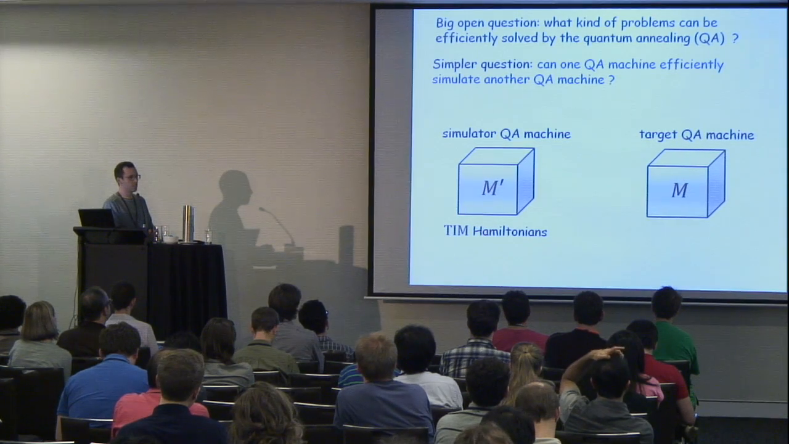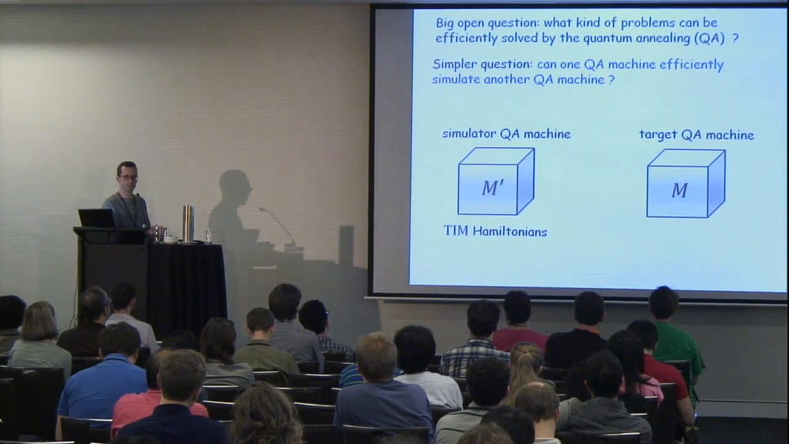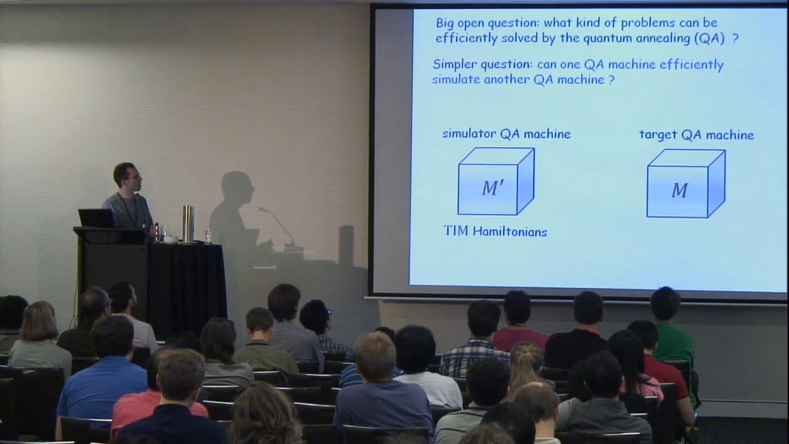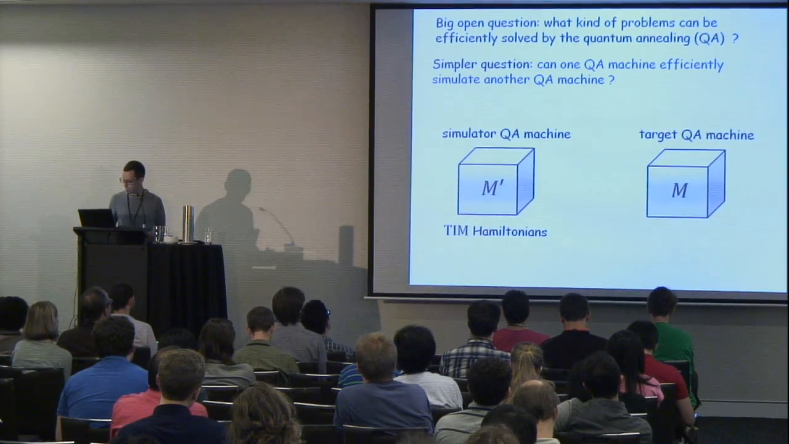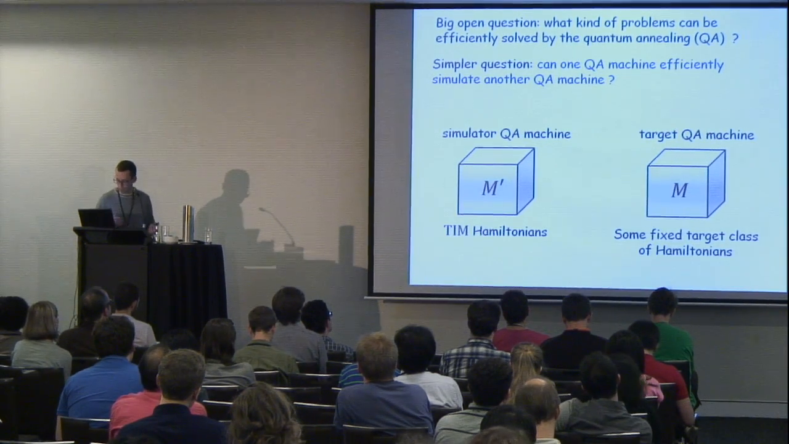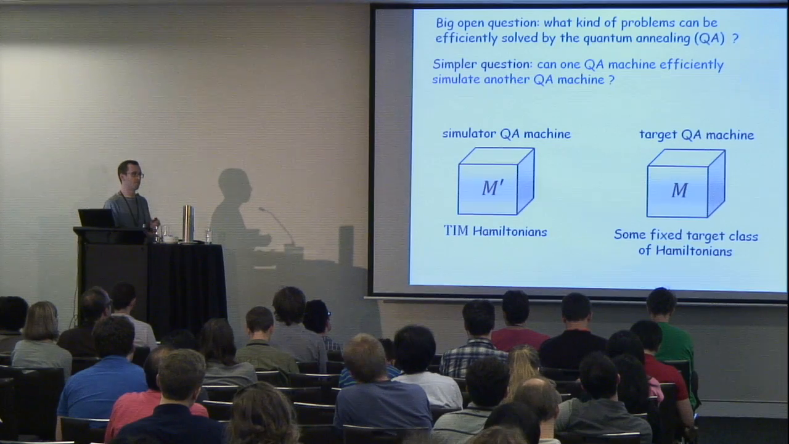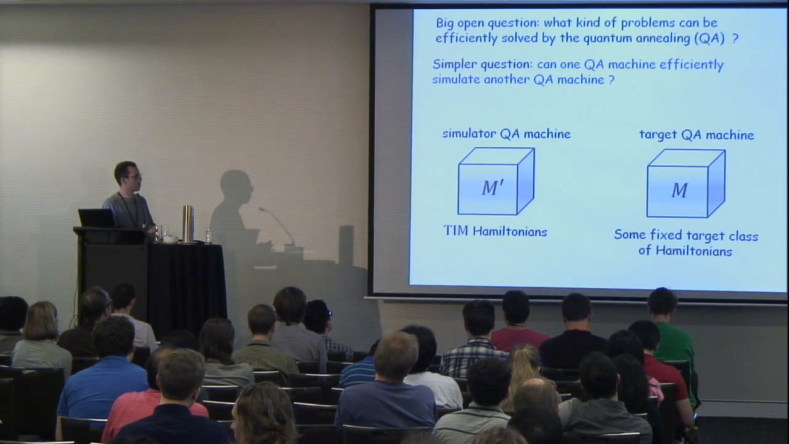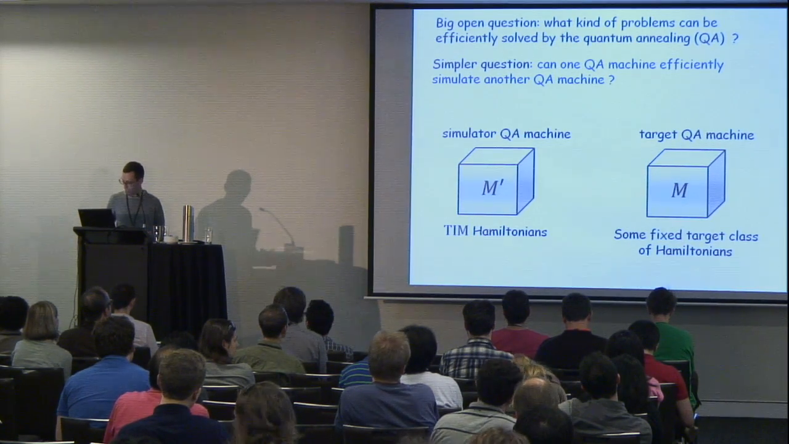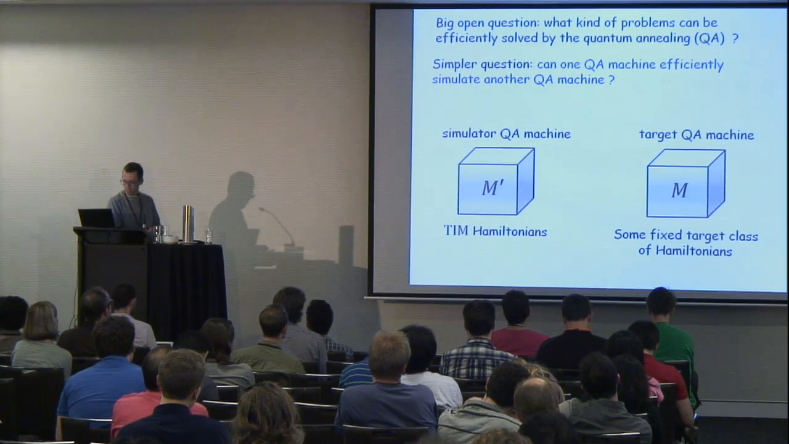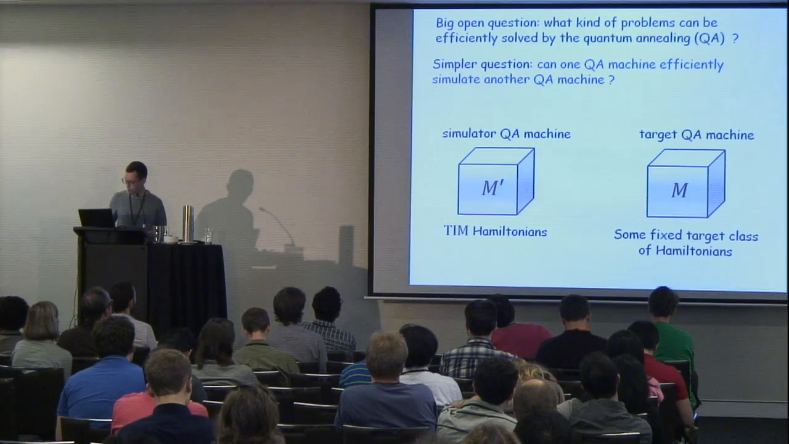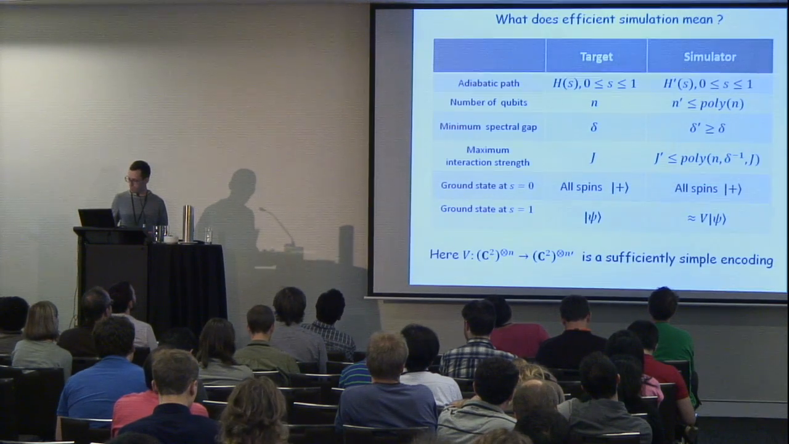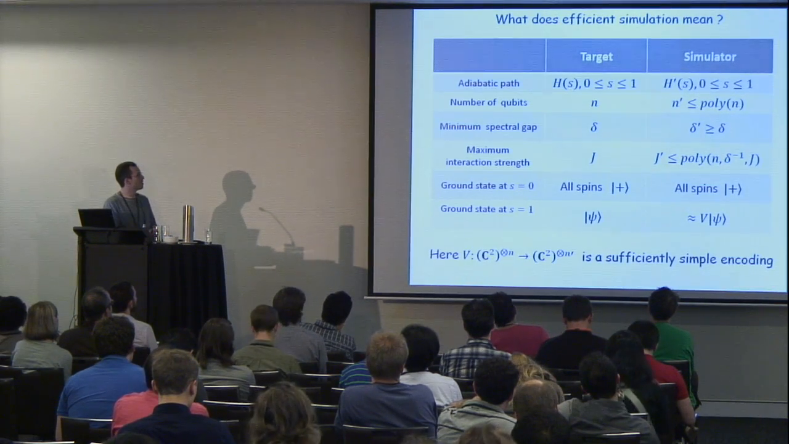The target quantum annealing machine, well, that only exists in some theorist's mind, and that's going to be also restricted to some class of Hamiltonians, but maybe it's a slightly bigger class. So, for example, you could consider the class of all two local Hamiltonians, and we'll go back to that example in a moment. And the question is, can the simulator efficiently simulate the target? And so, before talking more about that, maybe we should say what we mean by efficient simulation.